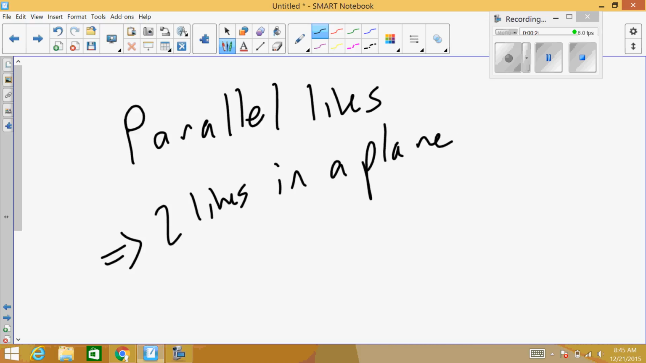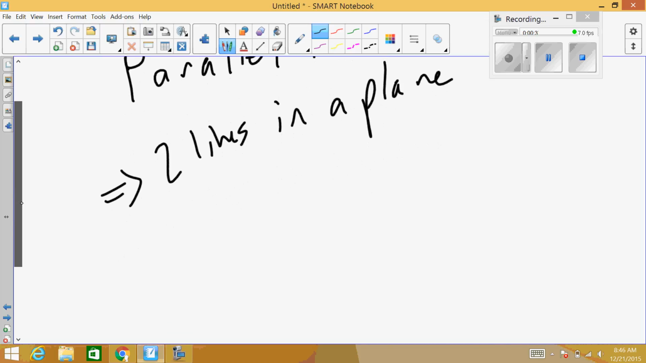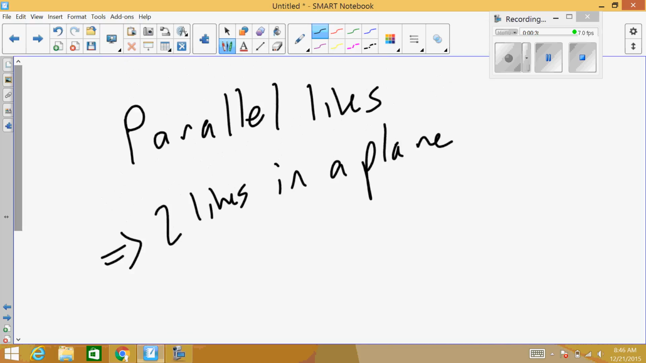What is a plane? Again, remember, a plane is a flat surface that continues on forever. So two lines in the same flat surface. We're going to use the computer screen as our flat surface, our plane, for this demonstration. But remember, in the real world we have multiple planes, so we would have some times that this would not apply. So parallel lines, two lines in a plane that never intersect.